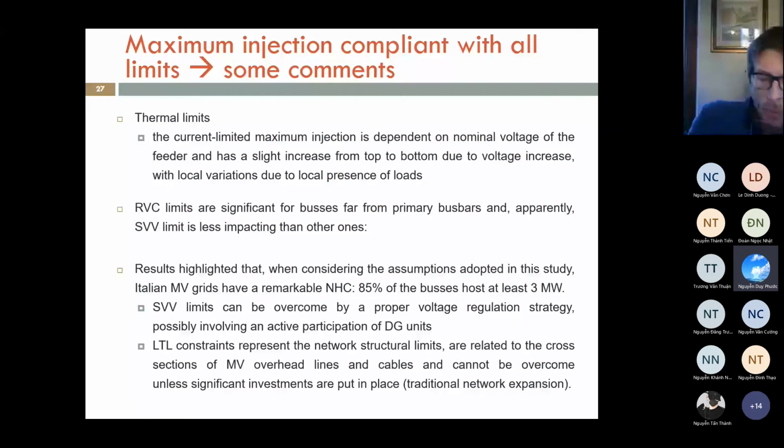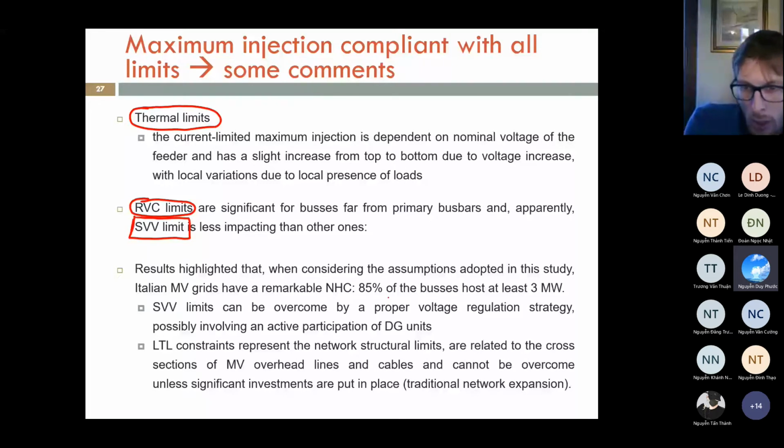So basically, the outcome of this simulation is that if you want to install DGs, RES connected to distribution networks, you have to keep in mind that thermal limits could be a constraint. Also, derived voltage limits are a constraint to take into account. The supply voltage limits are not a big issue.